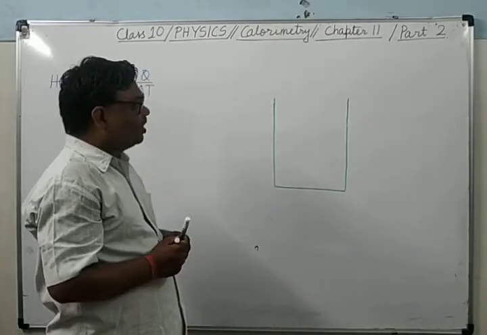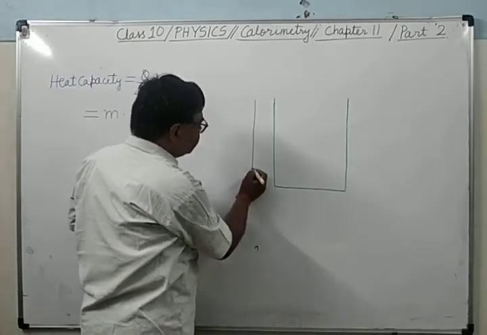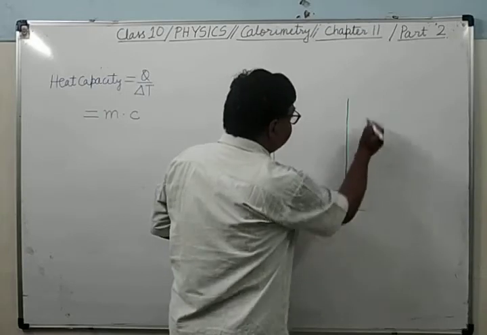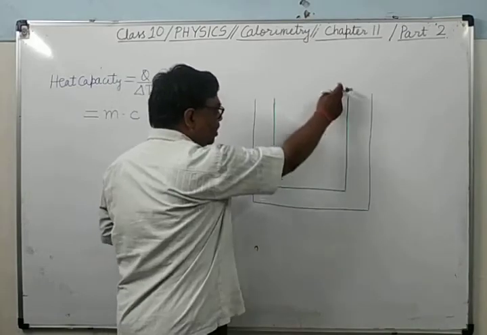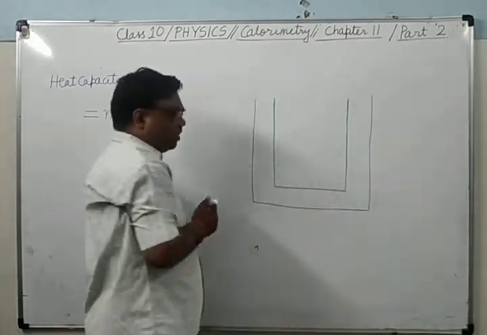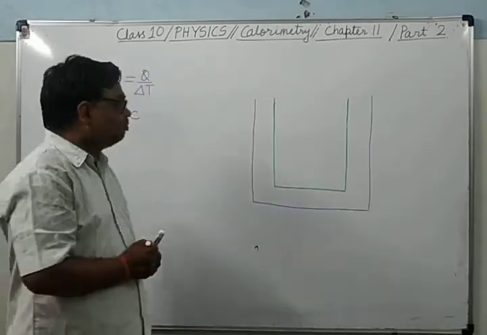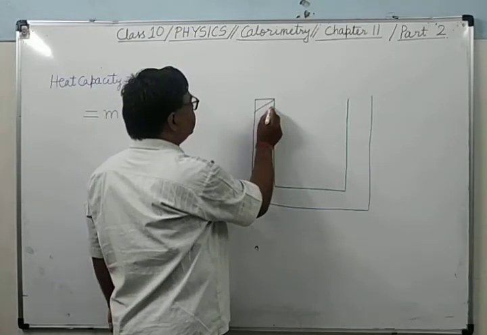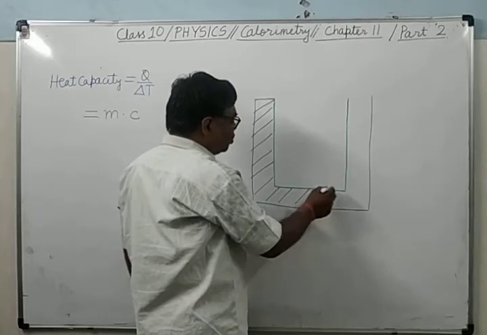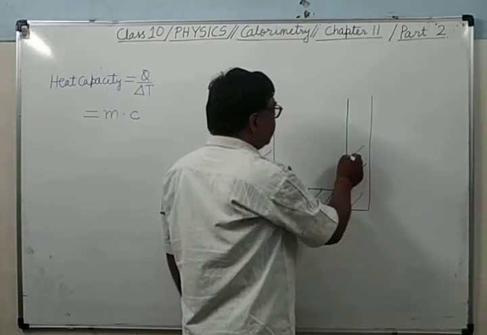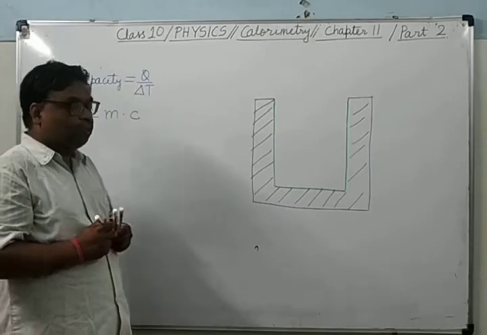Now this copper vessel is contained inside a wooden jacket. Here this is a wooden jacket. Inside the wooden jacket it is kept. This is the copper cylinder and this is the wooden jacket, the wooden covering. And the space between these two is filled with some insulating material. And why is it filled with insulating material? In order to prevent the loss of heat due to conduction.